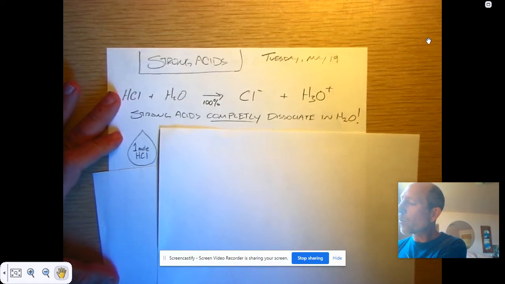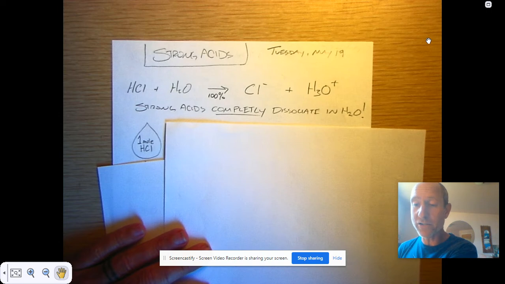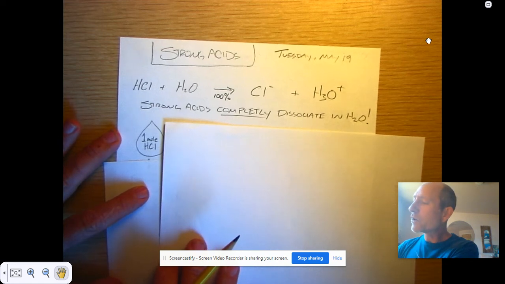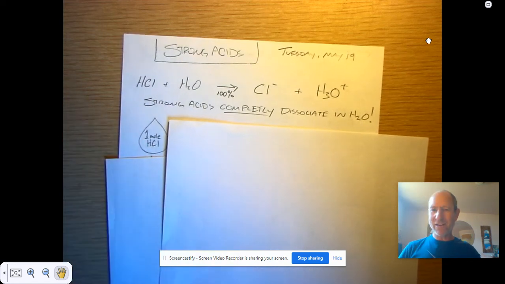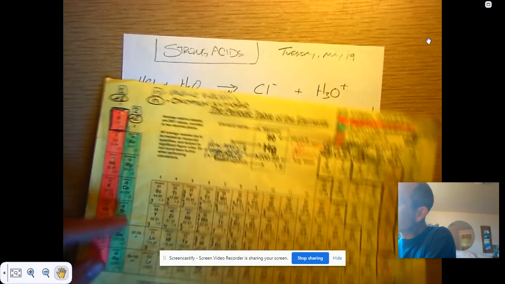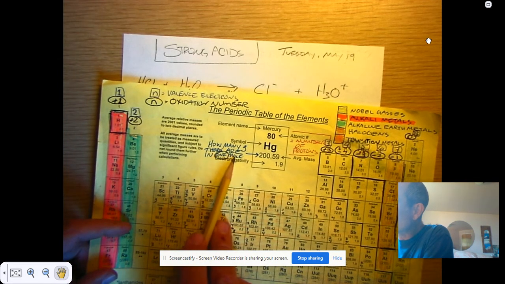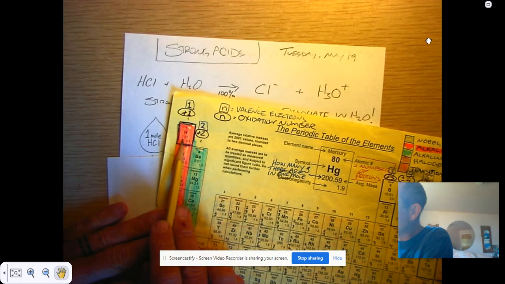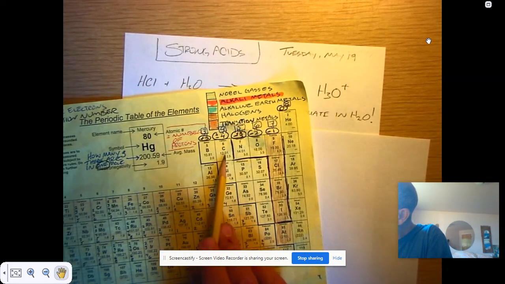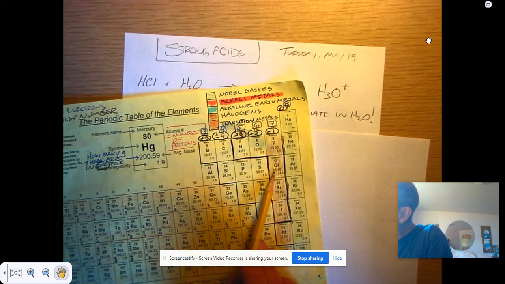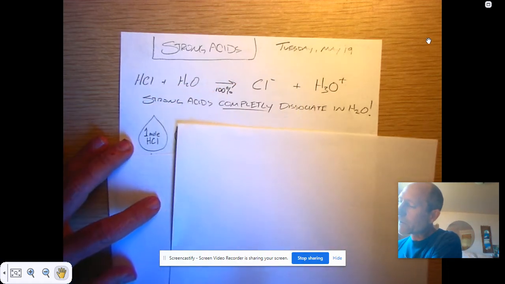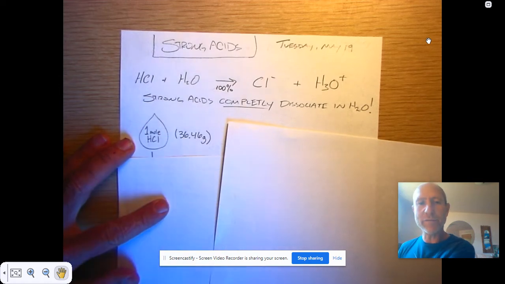Let's say we took 1 mole of pure hydrochloric acid, and hydrochloric acid in its pure form is actually a liquid. So if we took 1 mole, and what's that mean, 1 mole? What that means is how many grams there are in 1 mole. So 1 mole of hydrochloric acid would contain 1.01 grams plus 35.45 grams. So that'd be 36.46 grams. That's how much 1 mole of hydrochloric acid weighs, 36.46 grams.